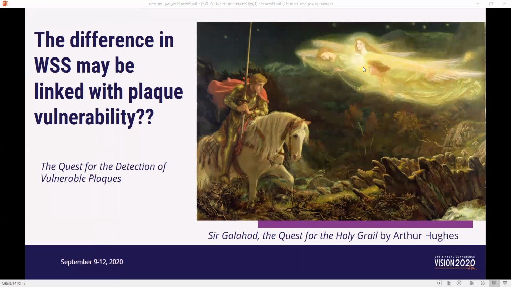Undoubtedly, the method of detection of vulnerable plaques is the Holy Grail of modern vascular medicine. And perhaps our guides can be the measurements of wall shear stress on the surface of carotid plaques. Perhaps, but first we must deal with limitations.